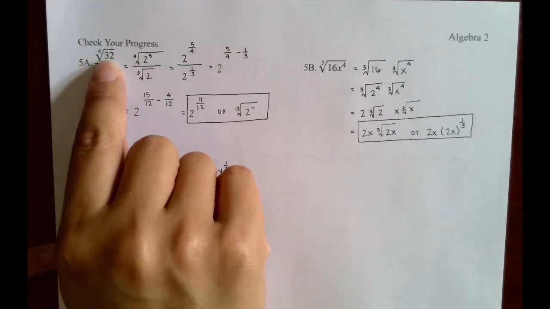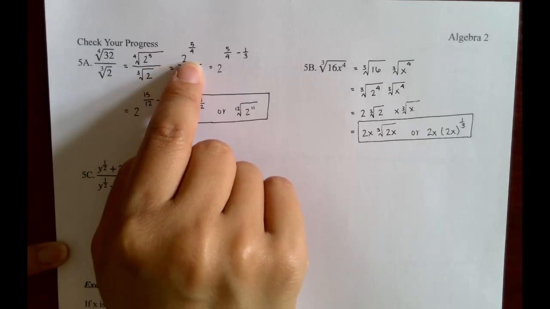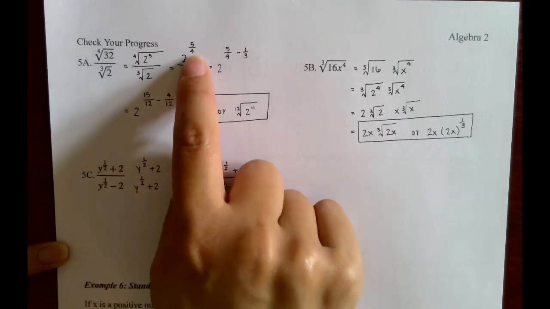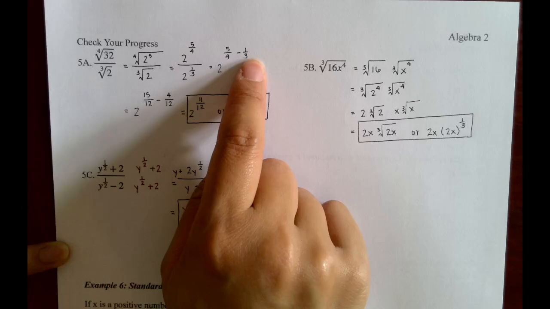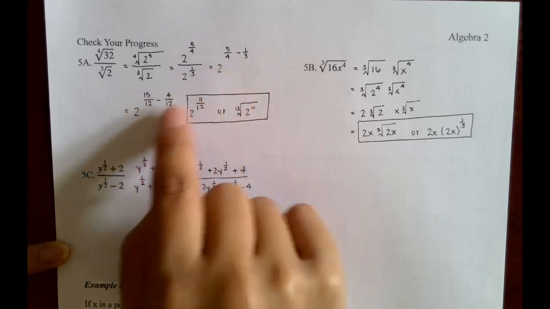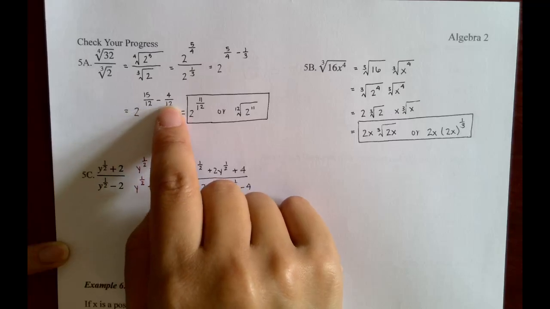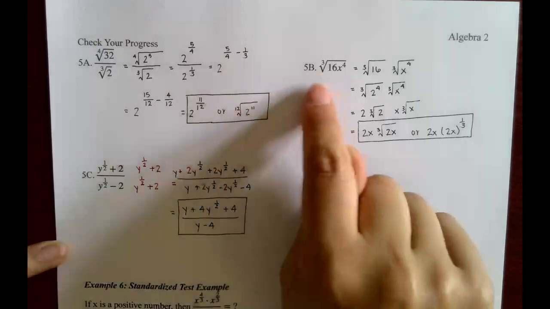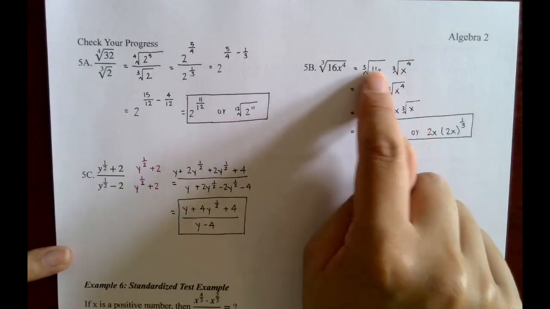I rewrote 32 into 2 to the 5th and changed it into rational exponents. Okay. Then, using our quotient power, it's top power minus bottom power, so that's why it's 2 to the 5/4 minus 1/3. Subtracting fractions requires a common denominator, which is 12 in this case, so 15/12 minus 4/12, which is 11/12. Okay. So for 5b, using the product rule, I separated the roots.